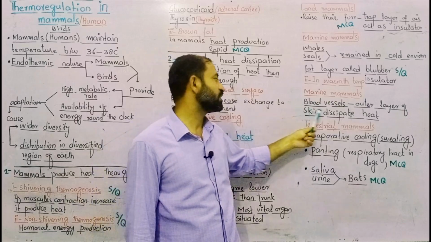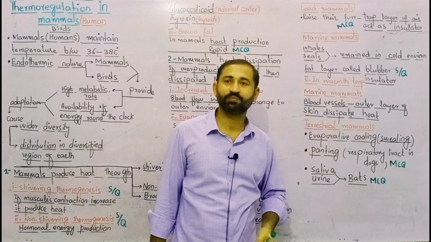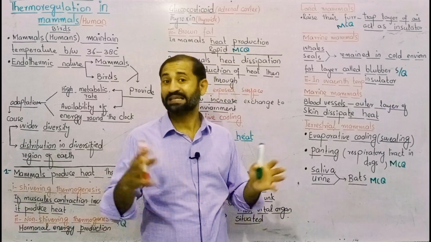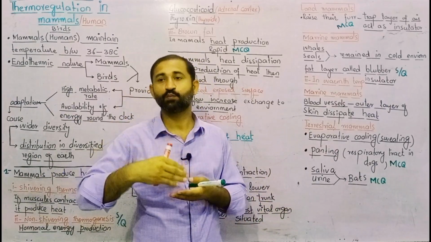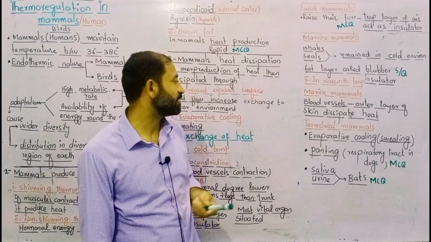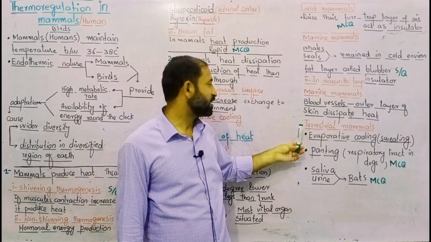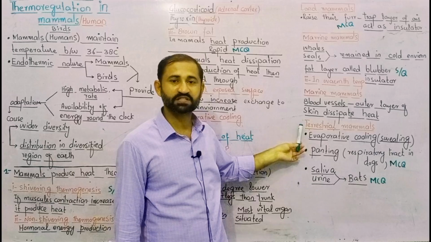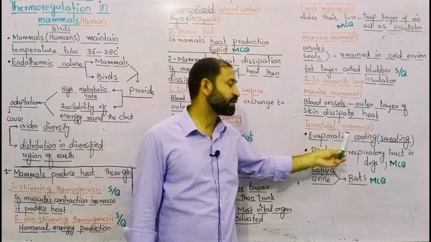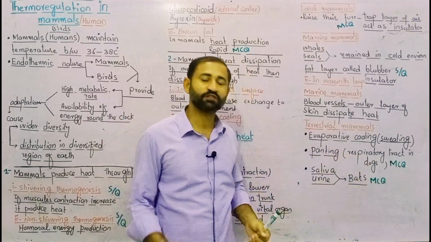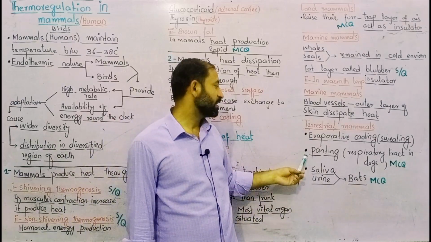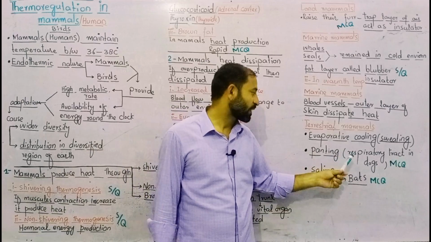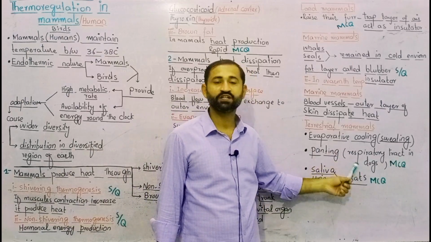In marine mammals, blood vessels in the outer layer of skin dilate, means vasodilation occurs, blood flow to the outer skin surface is increased, and it will dissipate the heat to the outer environment. Number one. And number two, in terrestrial mammals, evaporative cooling, means the sweating process, is responsible to dissipate extra heat to the outer environment. And number two, panting, respiratory tract modification in dogs.